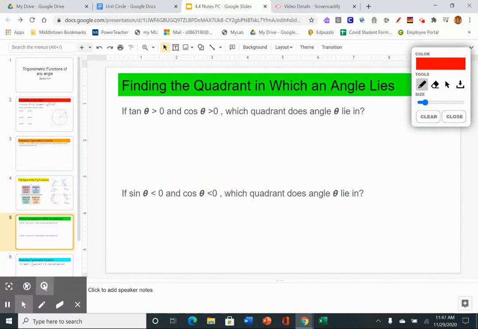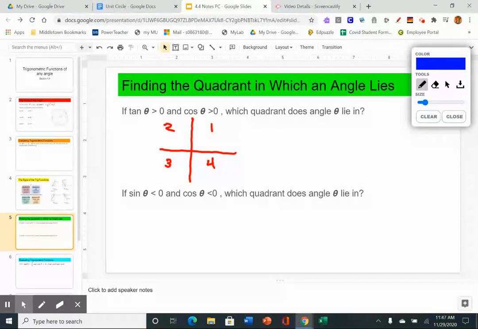All right, so now we're going to find which quadrant the angle lies. So the first thing I'm going to do is draw a little coordinate grid, and I'm going to cross off the quadrants as we go. So this is 1, 2, 3, and 4. So we just have to remember what is positive where. So it says if tangent is greater than 0. So when you're greater than 0, that means you're positive, and cosine is greater than 0. So that means you're positive.